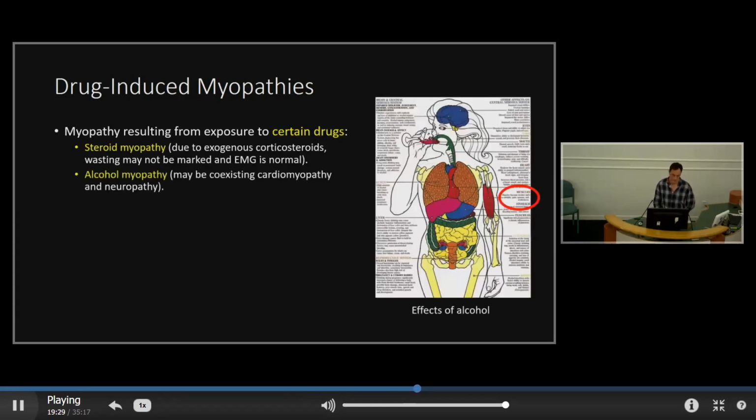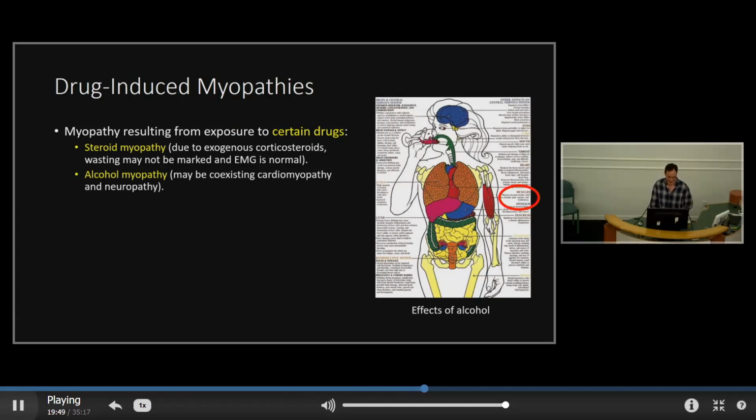Alcohol is another drug. Of course, alcohol affects a whole bunch of organs, as shown in this picture here. Don't drink more than a couple standard drinks a day if you can. My mom is Scottish, and she probably drinks more than that. In fact, I know she does, so she won't change her ways.